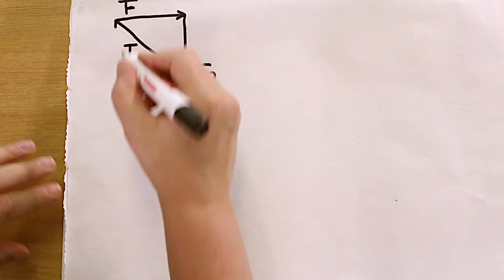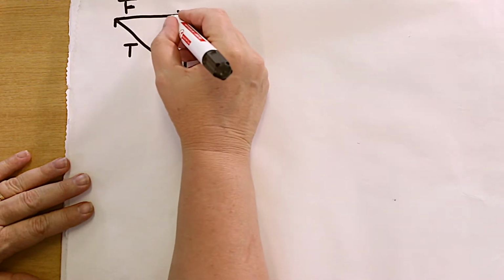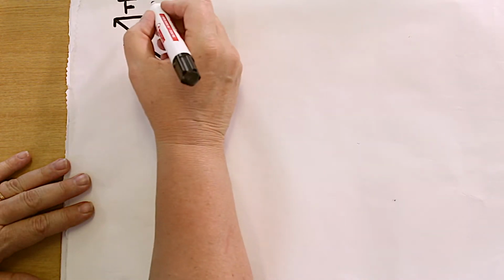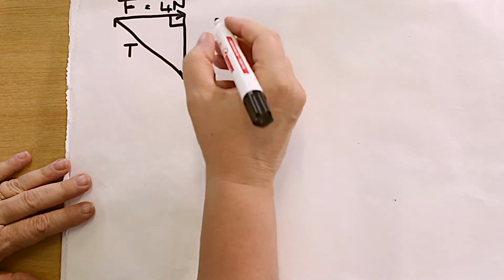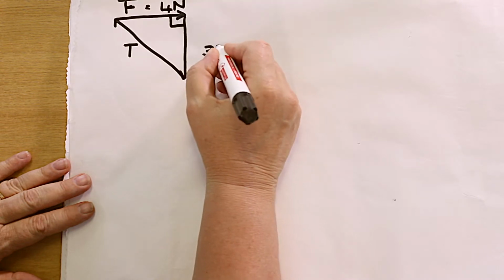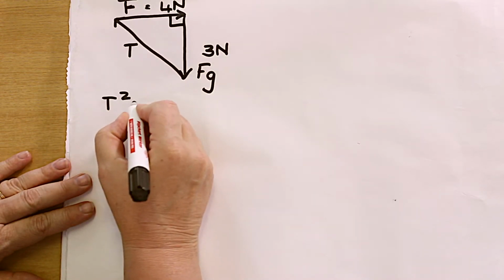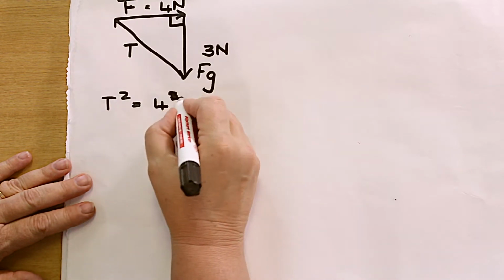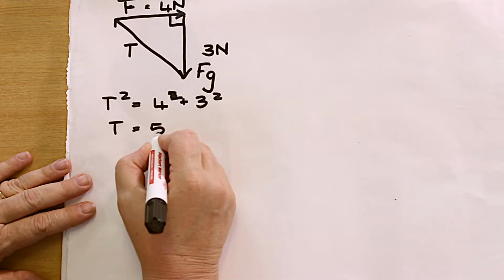The tension in the rope then will close the triangle. Again, look, I've got 90 degrees over there. If the force applied is going to be 4 newtons, and my gravitational force is going to be 3 newtons, what will the tension in the rope be? Yes, you guessed right. It will be, again, Pythagoras, T squared equals 4 squared plus 3 squared. That then gives me a value of 5 newtons.